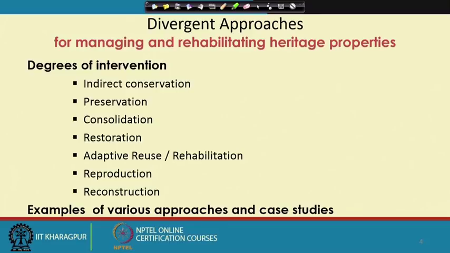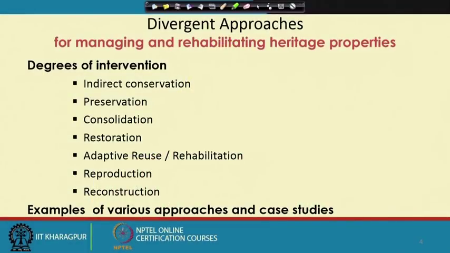As I've already mentioned, we will talk about that with various case studies, so that you will see for yourself what the different approaches are. Apparently there may be the same situation, the same context, but still this approach versus the other approach may be more practical or pragmatic, and it has been adopted, so that you will understand better when I discuss these examples with you.